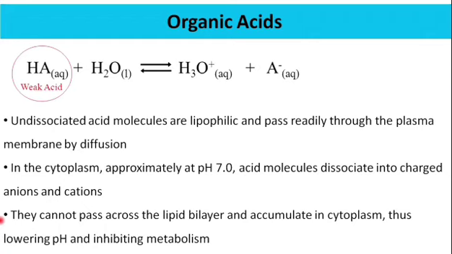Undissociated acid molecules are lipophilic and pass readily through the plasma membrane by diffusion. In the cytoplasm, at approximately pH 7, acid molecules dissociate into charged anions and cations. They cannot pass across the lipid bilayer and accumulate in the cytoplasm, thus lowering pH and inhibiting metabolism.